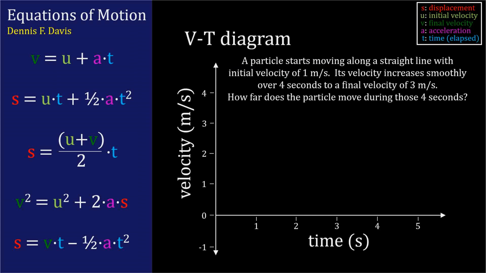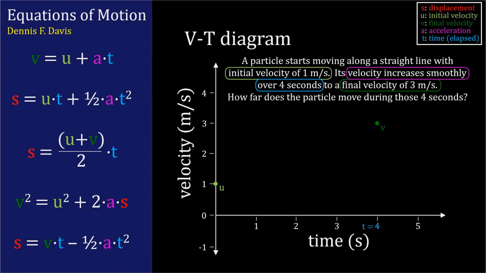Here we're given the initial velocity, whose symbol is pale green u. It's 1 meter per second at time t equals 0, here. We're also given the final velocity at time t equals 4, 3 meters per second, dark green v. The total time again is given as 4 seconds, here. And we're told that velocity increases smoothly.